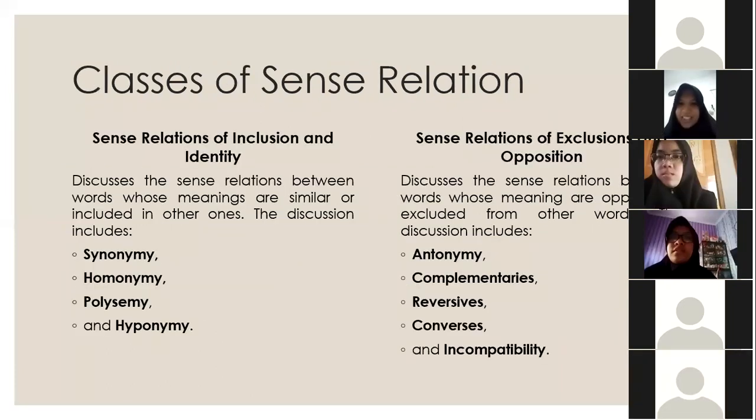All right, thank you, Devina. I will explain about classes of sense relations. Classes of sense relation are divided into two. The first one is sense relations of inclusion and identity. This sense discusses the sense relations between words whose meanings are similar or included in other ones. The discussion includes synonymy, homonymy, polysemy, and hyponymy.